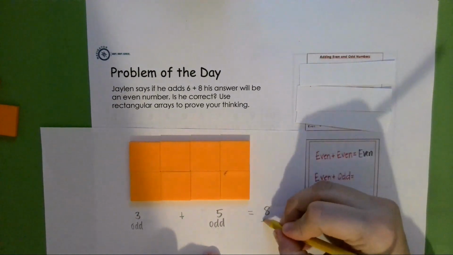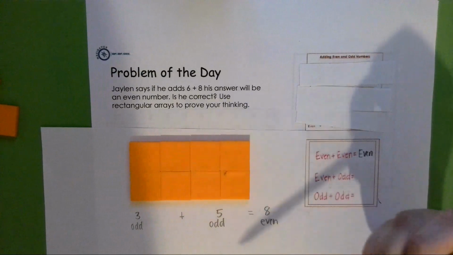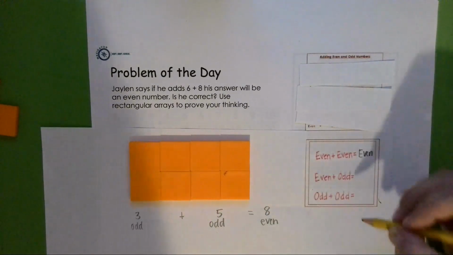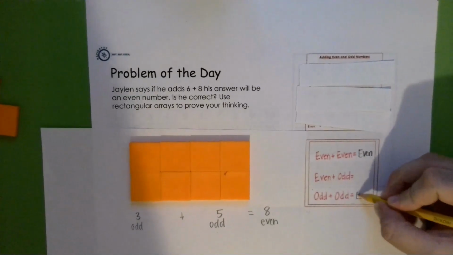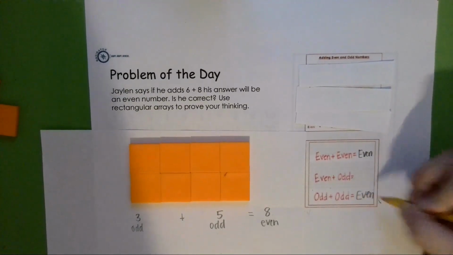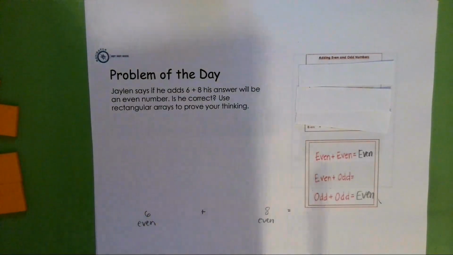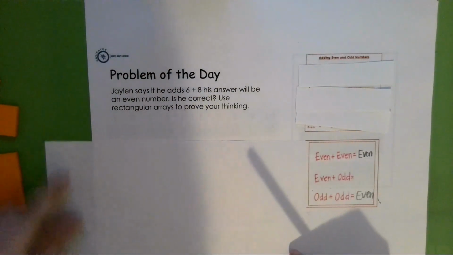Right, 8. And is 8 even or odd, and how do you know? I bet you said even, because they are in groups of 2 and each one has a pair. So now we know that an odd number plus an odd number gives us an even number. Let's try another one. Let's see what happens when we add an even number to an odd number.